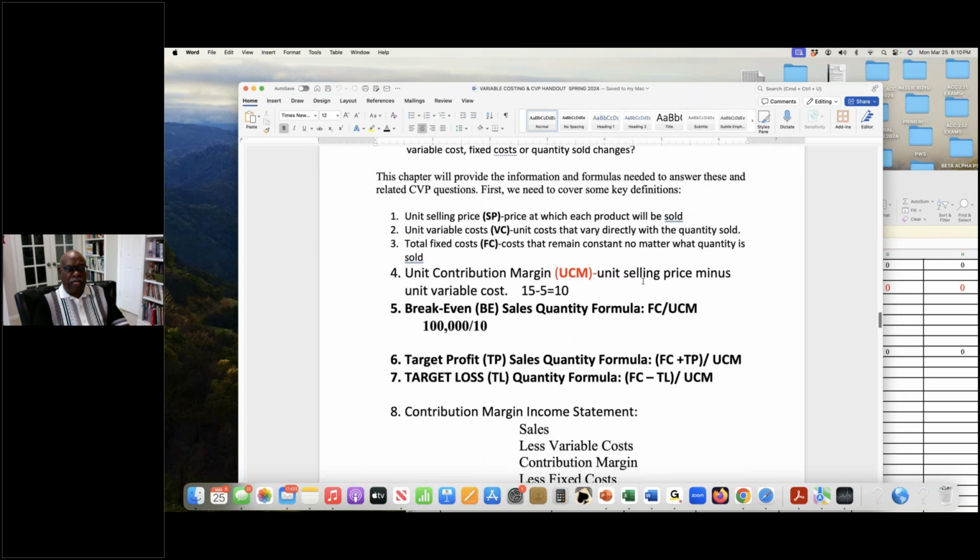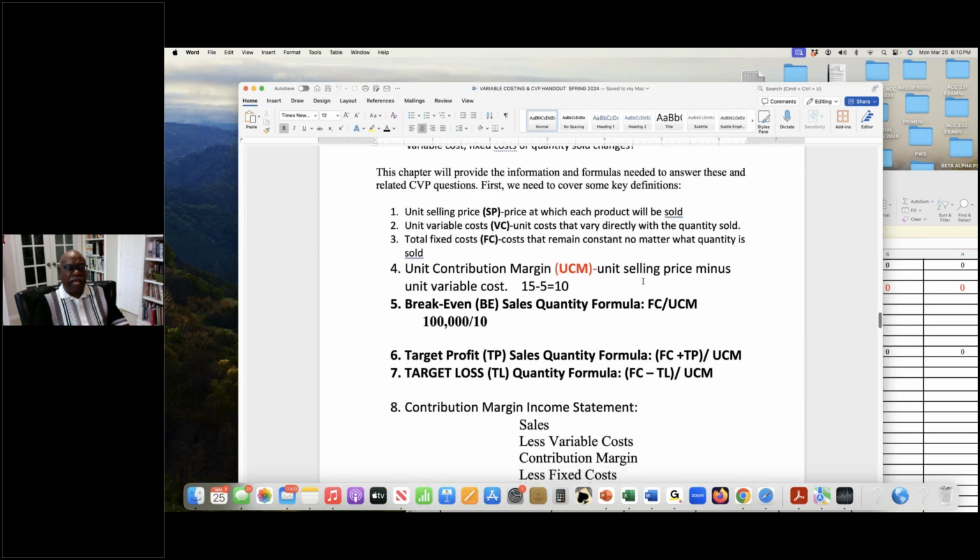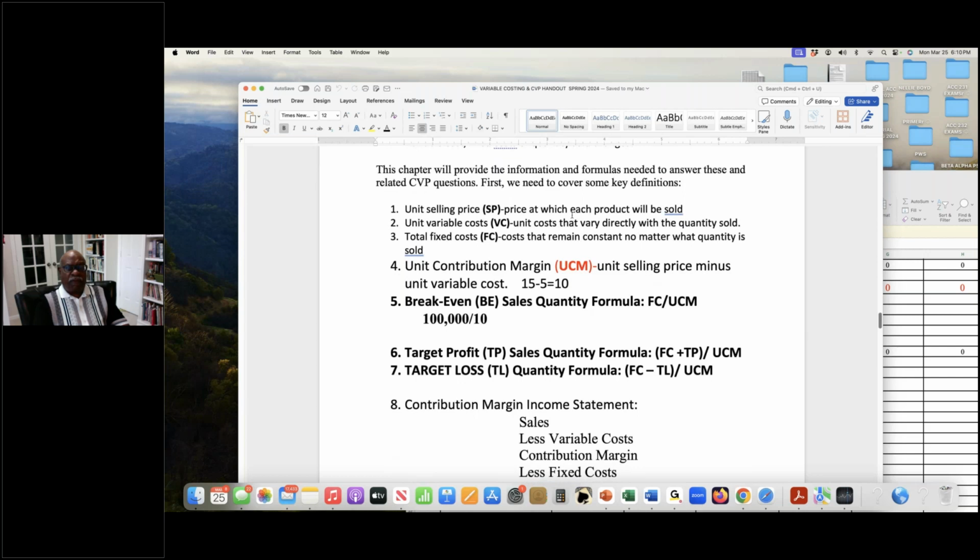And we began to look at some key things that we got to work with. First of all, the unit selling price, what the item is going to be sold for, then the unit variable cost. Then we need to know the total fixed cost. And then we calculate a unit contribution margin, a key calculation, and we'll be looking at it shortly. It's simply the selling price minus the unit variable cost.